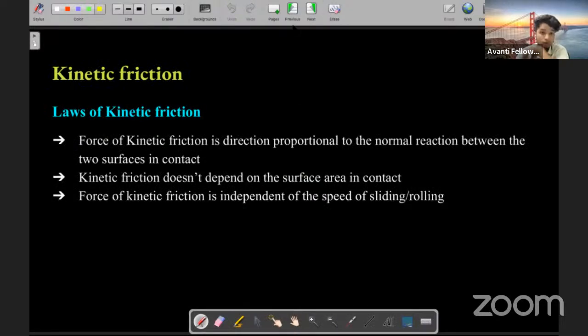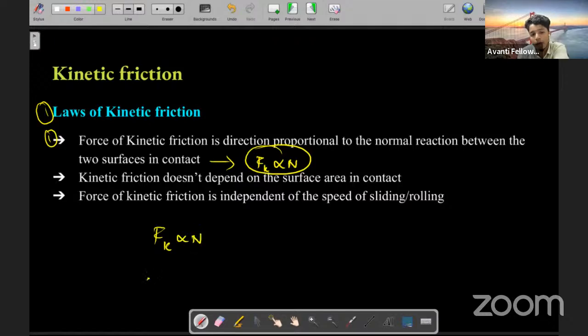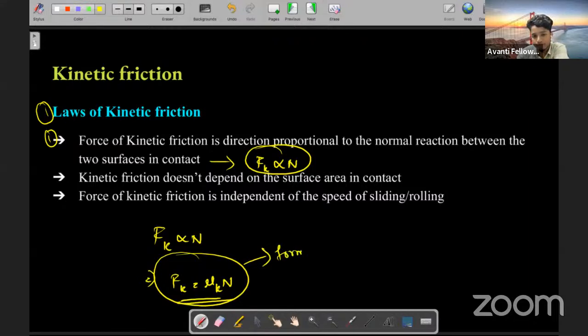Okay, good. Now, there are certain laws of kinetic friction. The first thing is: force of kinetic friction is directly proportional to the normal reaction between the two surfaces in contact. So the kinetic friction is proportional to the normal force. Basically, Fk is proportional to normal force, and if I remove the proportionality constant, I get Fk = mu k into N. This is the formula we have already talked about.